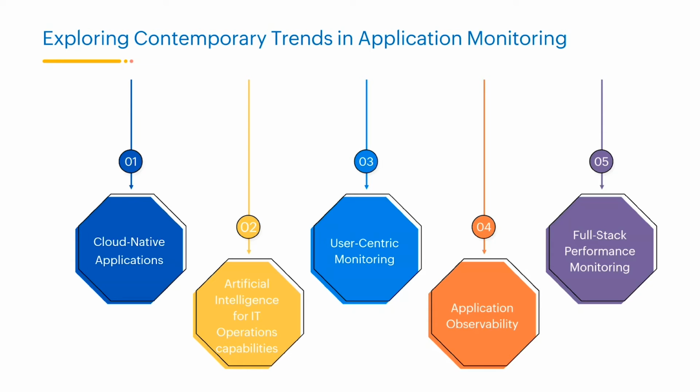By adapting to these latest trends, organizations can gain insight into the performance of their applications in real time, which enables them to proactively identify and resolve potential issues before they impact the end-user experience. This is essential for maintaining the reliability, availability, and responsiveness of modern applications.